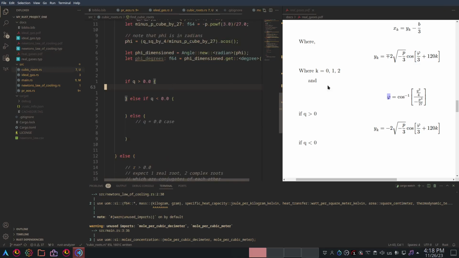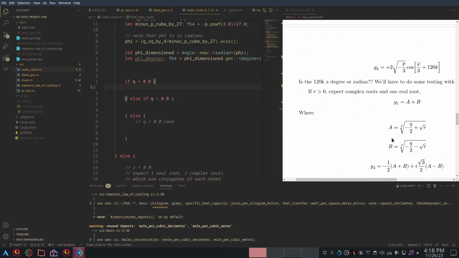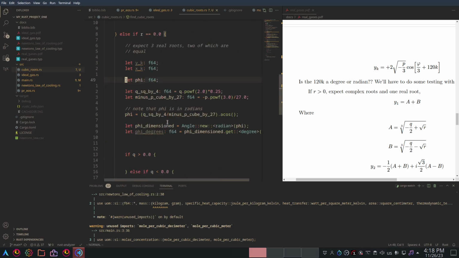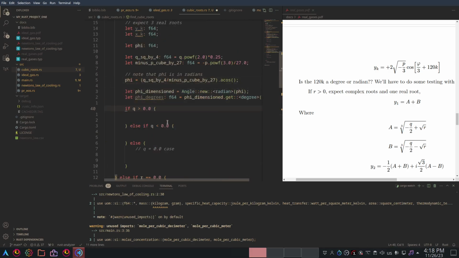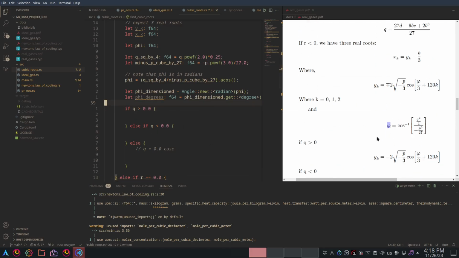Next thing is to check if Q is equal to 0 or less than 0 or more than 0. So all of this, the if else structure, I need to put it here as well. We'll deal with the case where these are equal later on. Okay, so what do we have here?